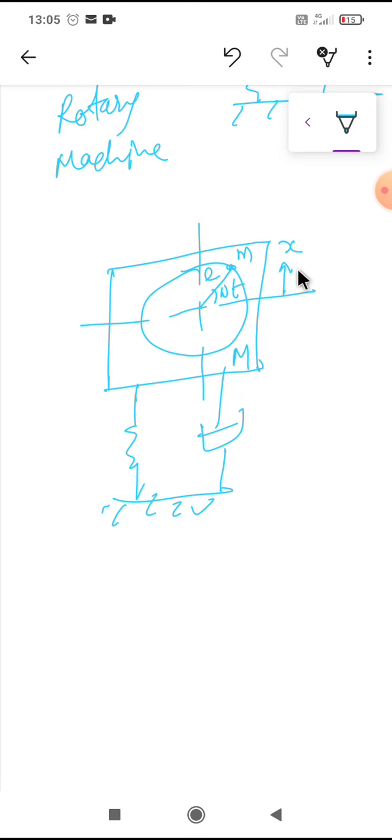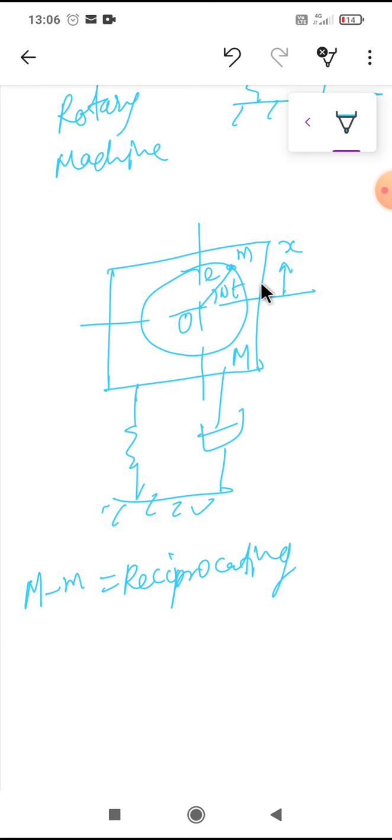Let x be the displacement of the machine. What is the displacement of the machine mass? What is the weight of the reciprocating mass? That is M minus m, the total weight of the machine minus the rotating mass. We are not considering the rotating unbalance here. So this is the reciprocating weight. If the machine moves by x, the center O also moves by x.